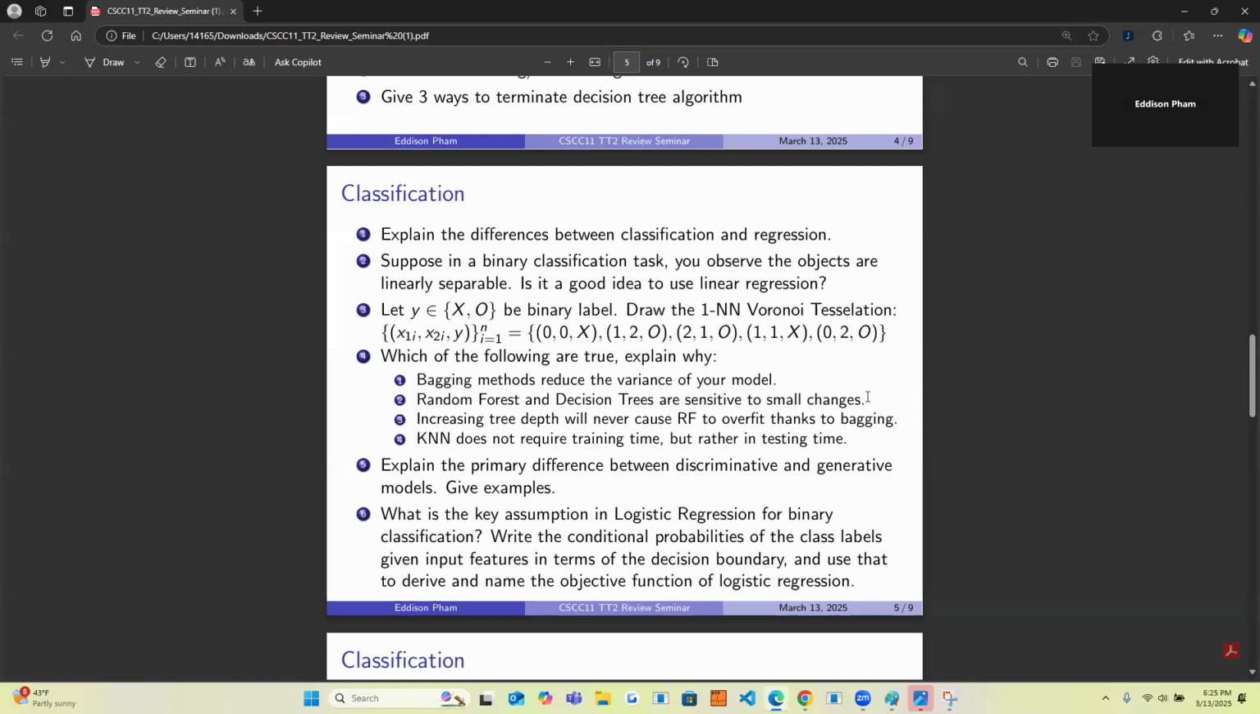Yes, you are correct. Only decision trees are sensitive to small changes, just because a decision tree is simply one decision tree. But the reason why this is false is because we have random forest in there as well. Random forest is a bagging method. Therefore, it is much more robust to small changes, even big changes as well. Actually, let me go back to this and I'll show you why.